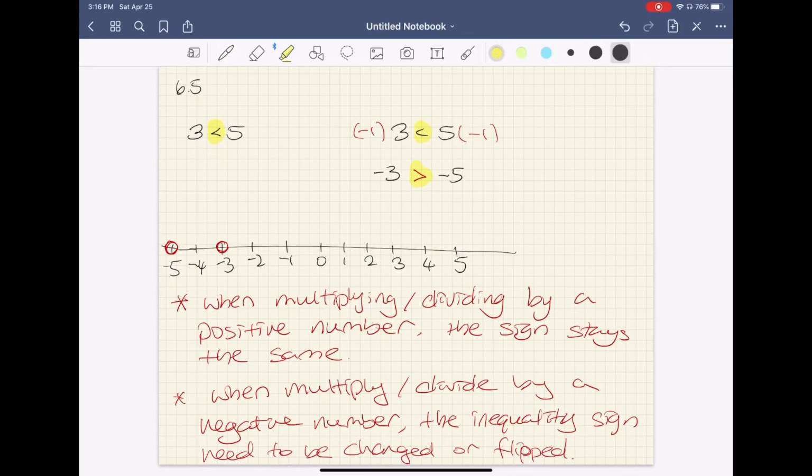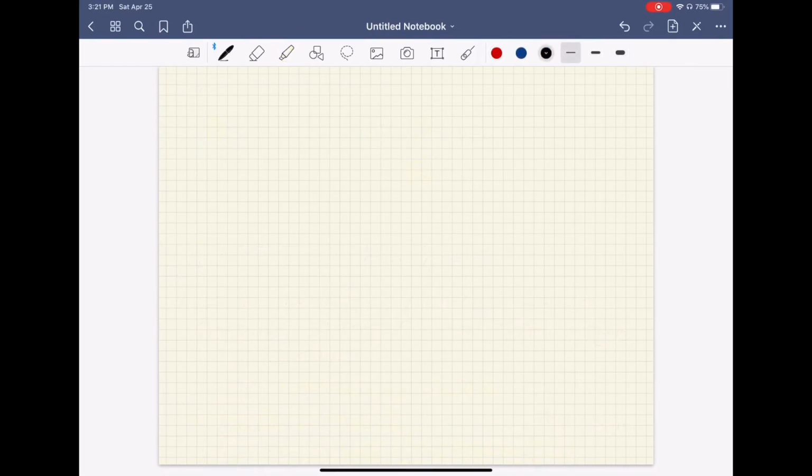Okay, so when you are multiplying and dividing by a negative number, you need to flip the sign. Now let's do a few examples together.